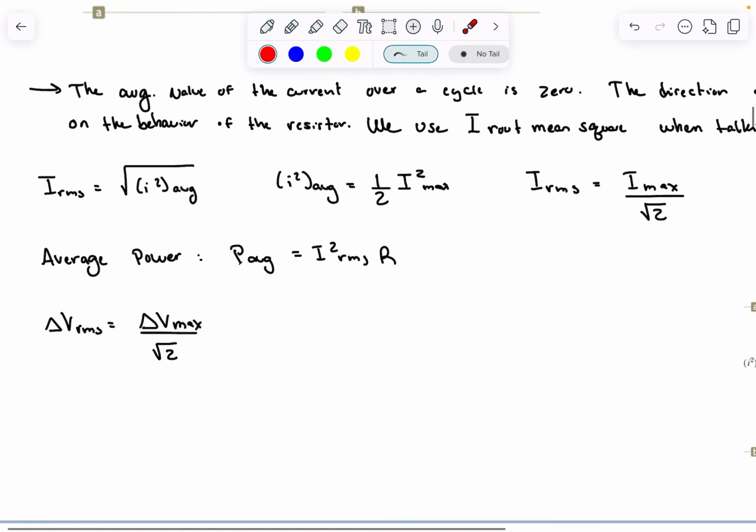I can do the same thing when it comes to the potential, so I can talk about the root mean squared value of my potential. It's equal to delta V max over square root of 2. So then whenever I'm calculating something like the average power, I'm not using the average current, I'm using the RMS current, like shown in here.